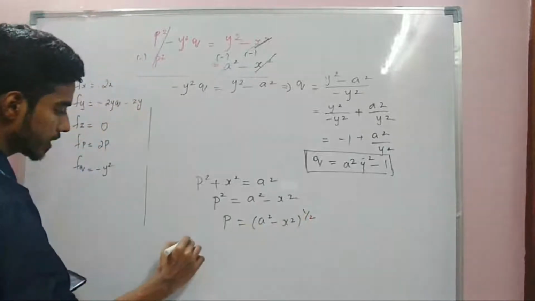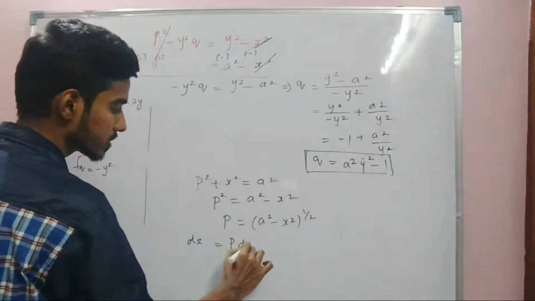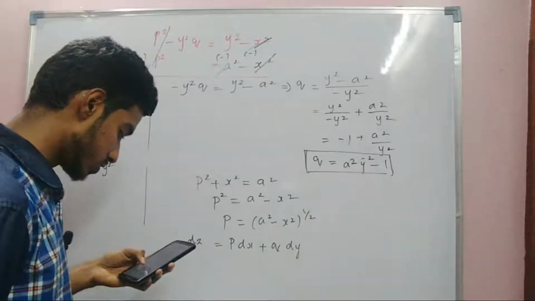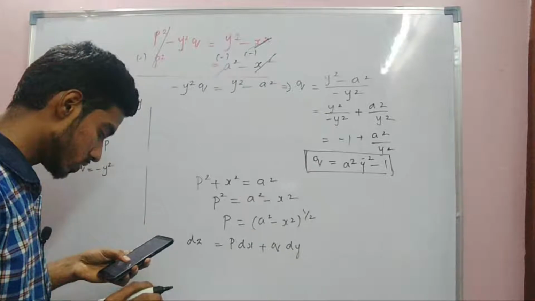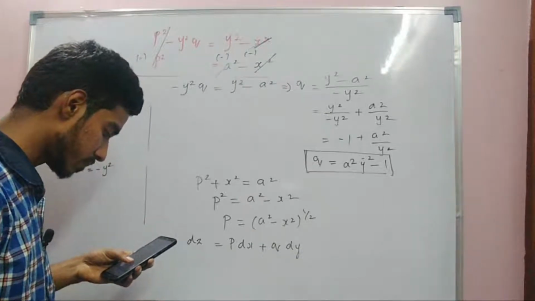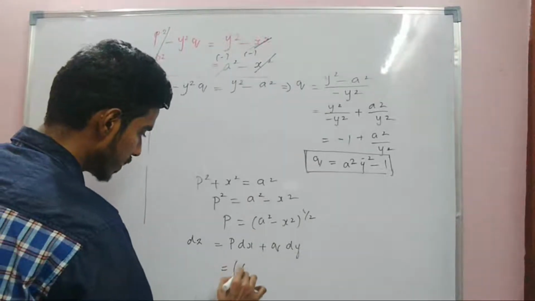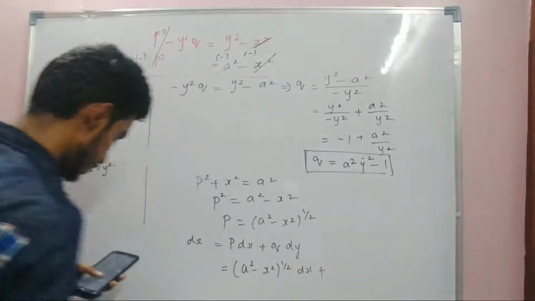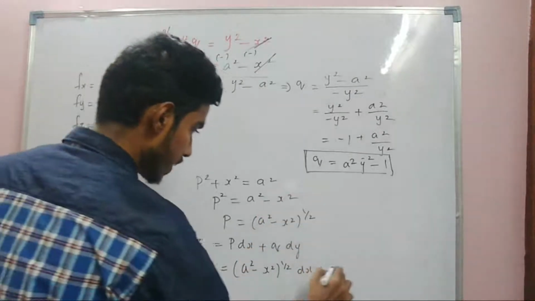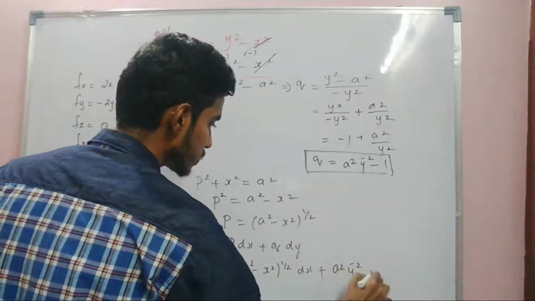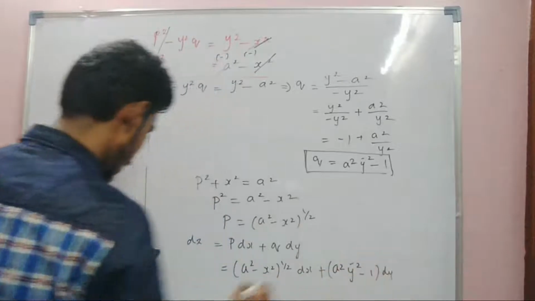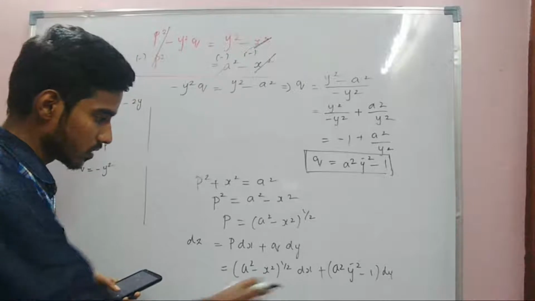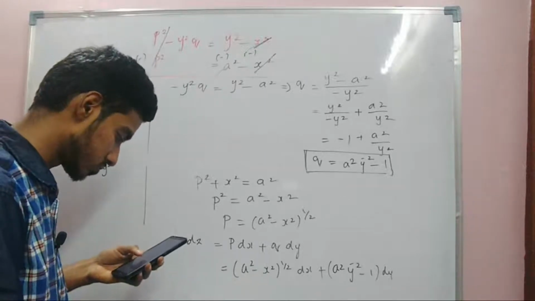Now what will be the complete integral? dz is equal to p dx plus q dy, right? Now we just have to substitute here and then integrate. So what will be my p? A square minus x square whole power 1 by 2 dx plus, and our q is a square y power minus 2 minus 1 dy, right? Now we just integrate this, right? Integrate this with respect to x.